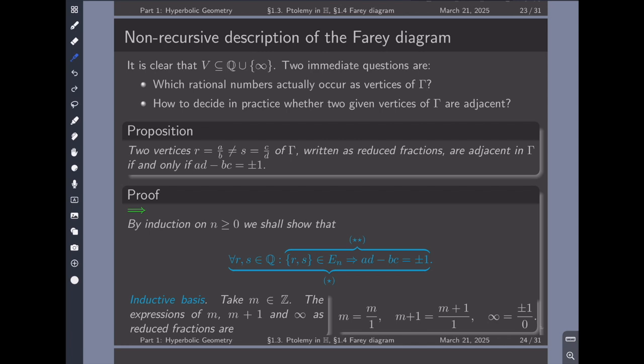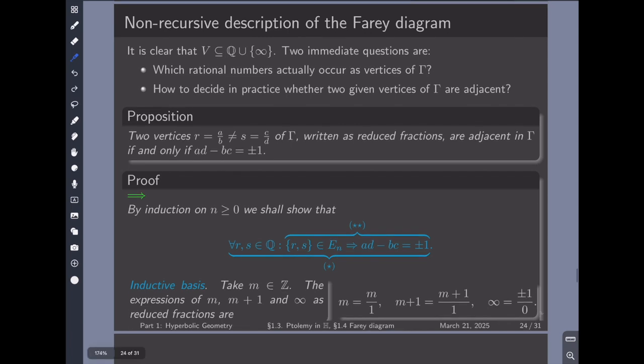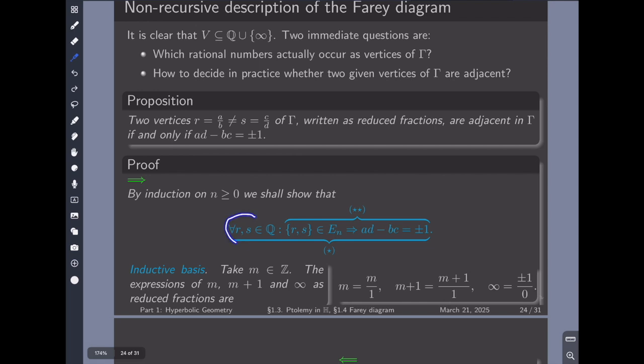Yeah, as a corollary, I'm going to obtain that one really hits all rational numbers in the recursive procedure. Anyway, in the inductive basis, one is talking about E0. If you give me any two rational numbers and they are connected in E0, then those two rational numbers must be integers, or one of them infinity, and they have to be either consecutive integers or an integer and infinity.